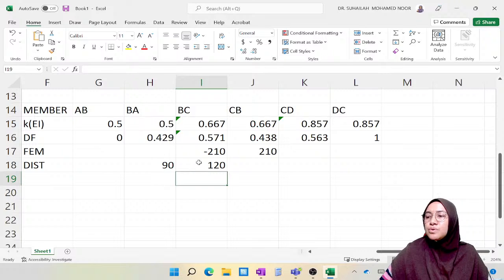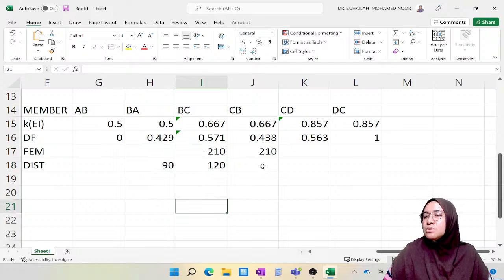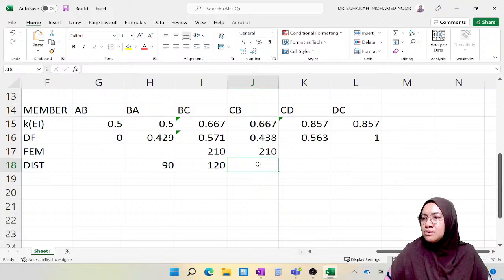Okay, so we get 120. So total 1, 2, 3, 4, the ones that I highlighted. Okay, 1, 2, 3, 4. The total must be 0. Okay, so we distribute the joint moment at C.